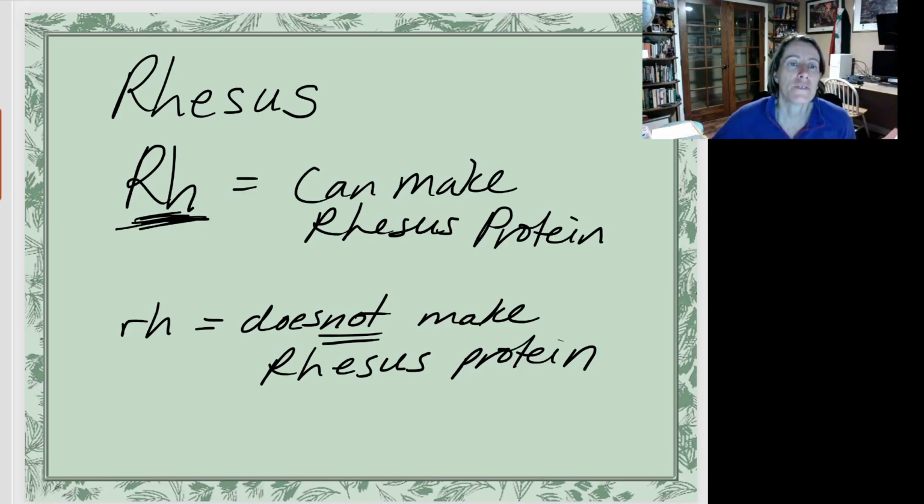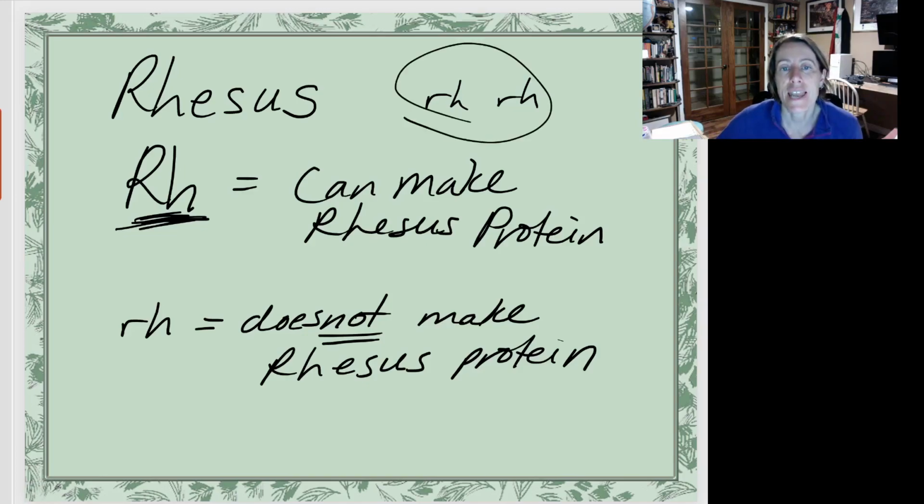So an individual who is big RH big RH can make plenty of the protein. Somebody who is big RH and little RH is still going to be able to make the protein, because they've got a good allele right there. Even though they've got a little RH as well, they can make enough protein. They can make the decoration. Someone who is little RH little RH cannot make the Rhesus protein at all, so this person would be considered Rhesus negative.